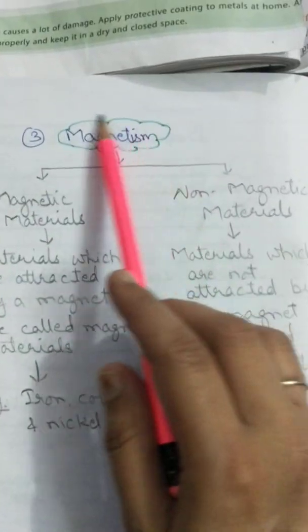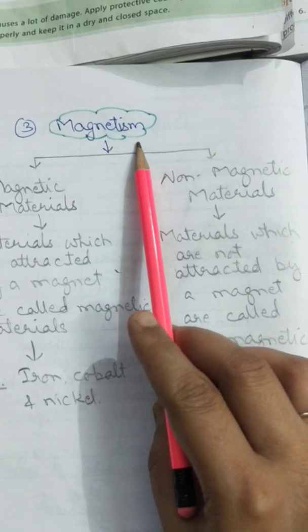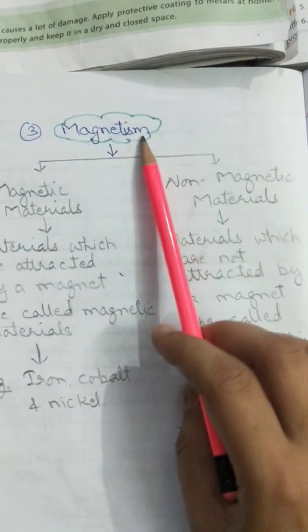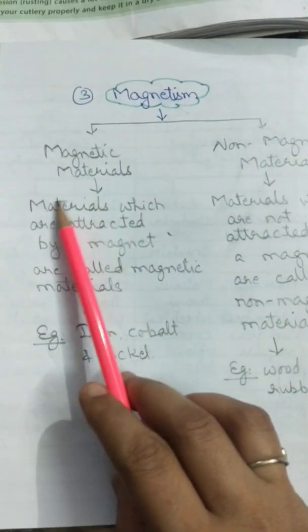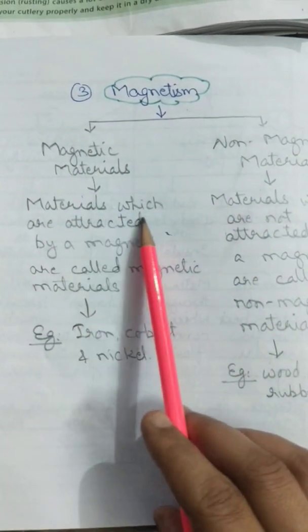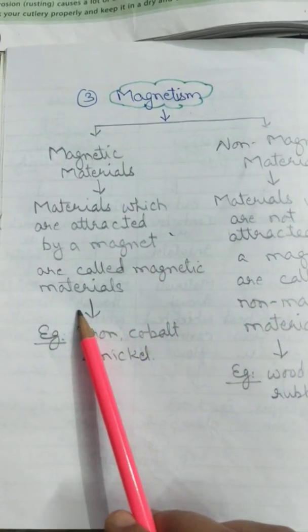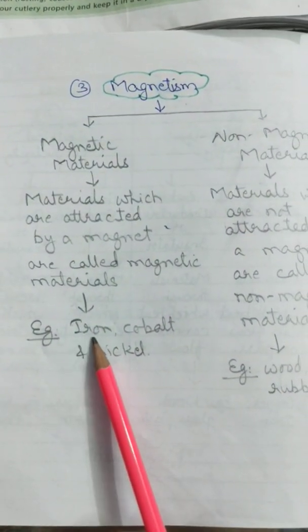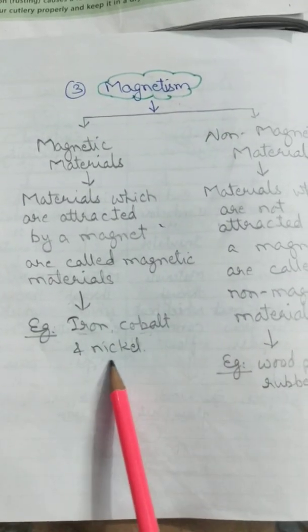See, what is magnetism? Magnetism is the process by which a magnet pulls or attracts magnetic things towards itself. So magnetic materials are materials which are attracted by a magnet, right? For example, iron, cobalt, and nickel. These three are the examples of magnetic materials.